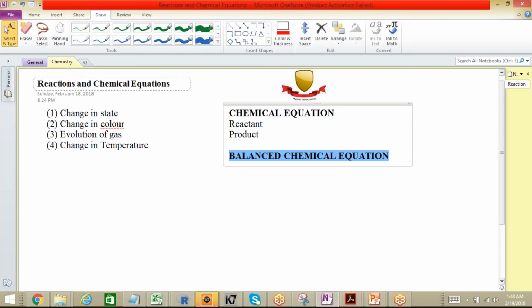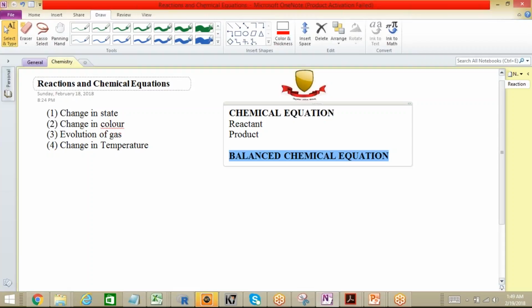As per the law of conservation of mass, mass can neither be created nor destroyed in a chemical reaction. That is, the total mass of the reactants is equal to the total mass of the products. That means the number of atoms of each element remains the same before and after a chemical reaction. Now let me take one small example and discuss it.